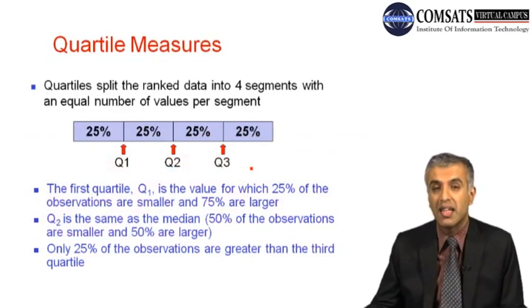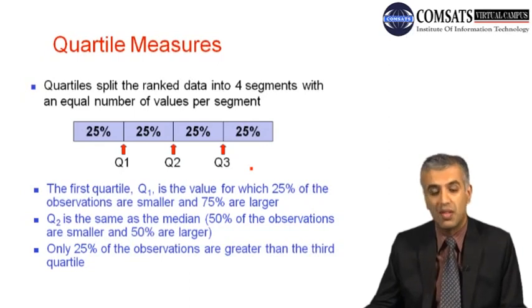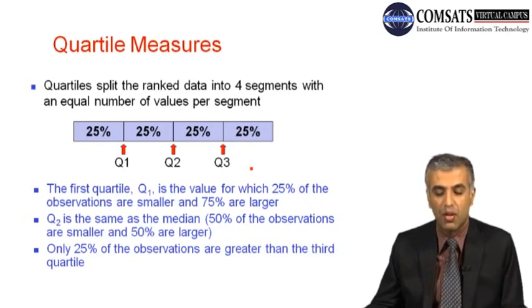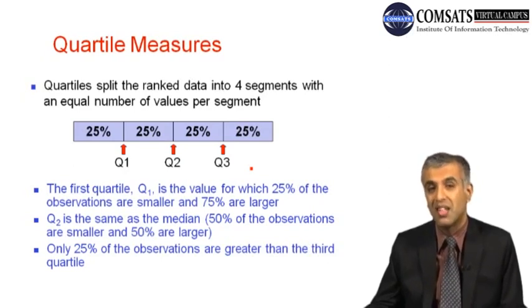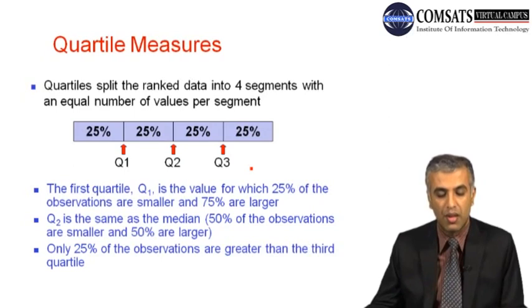The other important case we discussed was related to quartile measures, and in this case you can see that the data was divided into four equal portions, and each portion is termed a quartile, and here we see how these portions have been divided and what the interpretation of these quartiles is.